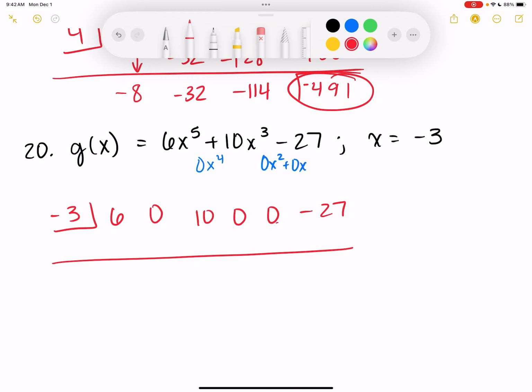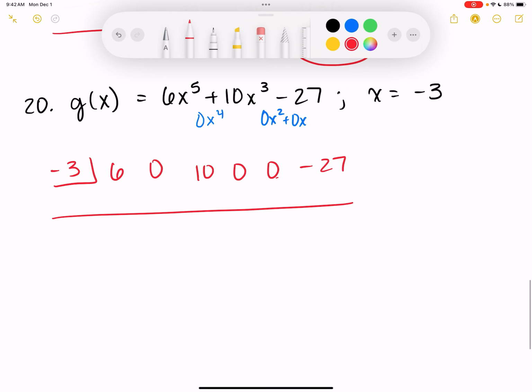Do you even need to add the zeros since they don't really do anything? They do. I'll show you after this what happens if you don't put them, so you can see what will happen. They're very important.